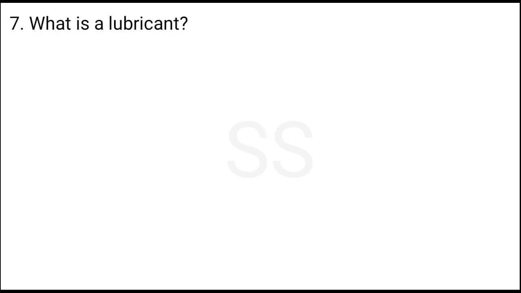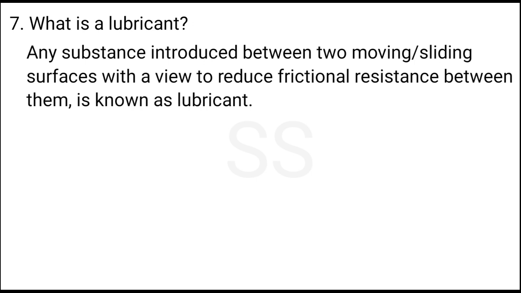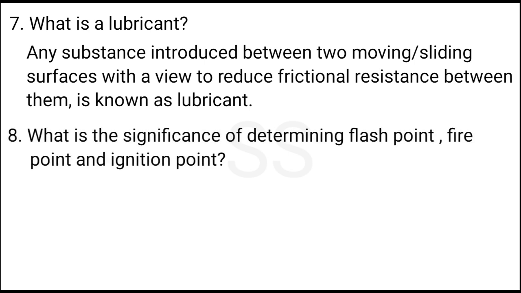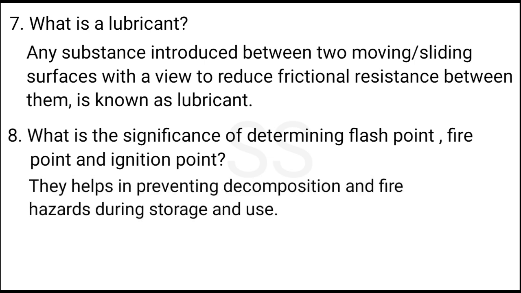What is a lubricant? Lubricant is any substance introduced between two moving or sliding surfaces with a view to reduce the frictional resistance between them. The main purpose of lubricant is to keep the sliding or moving surfaces apart. What is the significance of determining flashpoint, fire point, and ignition point? The flash, fire, and ignition points do not indicate directly the lubricating value of the oil, but are important when the oil is exposed to high-temperature service. These tests provide safeguard against risks of decomposition and outbreak of fire during storage and use.